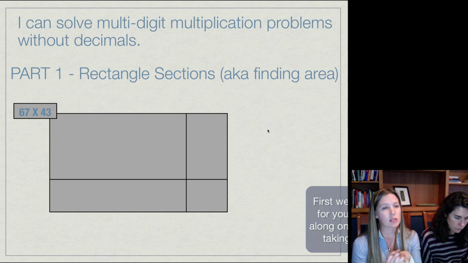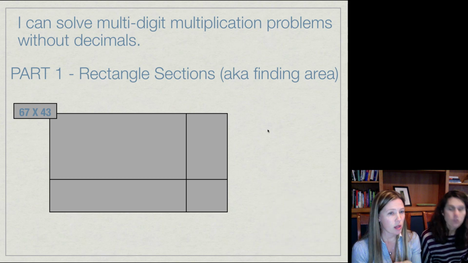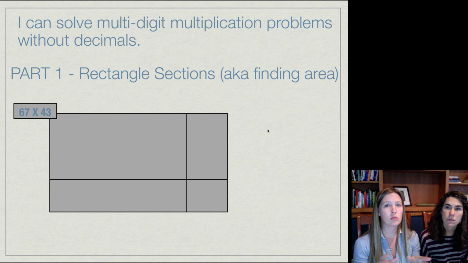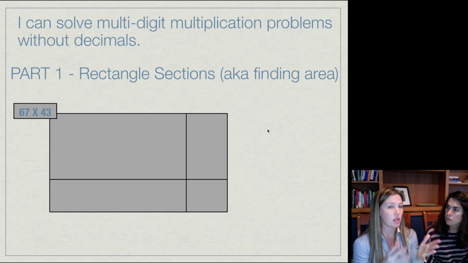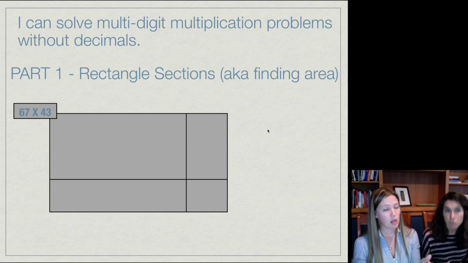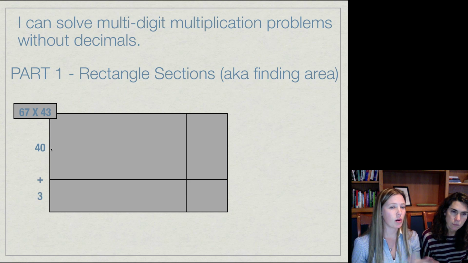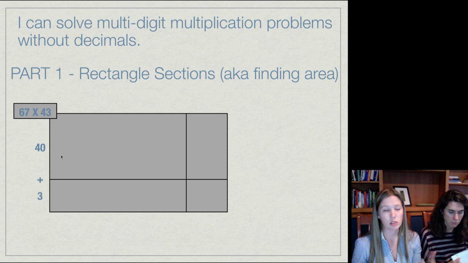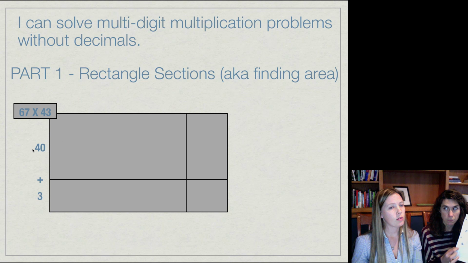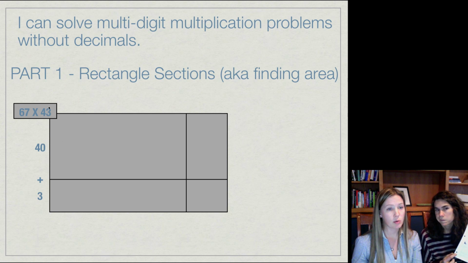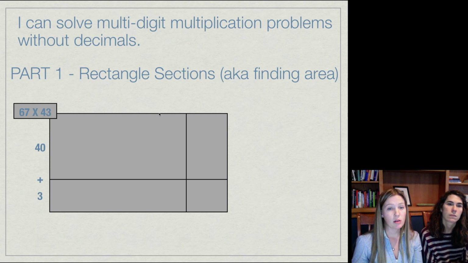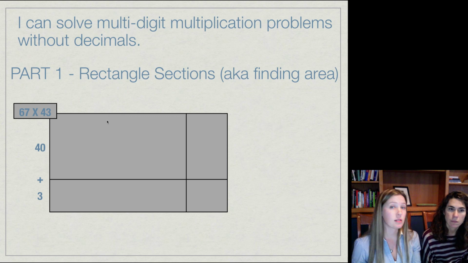If you look at the number 67 times 43, the first thing we're going to do is take those two numbers and expand them. If I think about the number 43, that's like saying I have 4 tens, or 40, plus 3. On this rectangle, that's going to become part of our length, or part of our width, whichever side you're on. So 40 plus 3, and that would be the same as 43. Up here, we're going to do the same thing with 67, 60 plus 7.